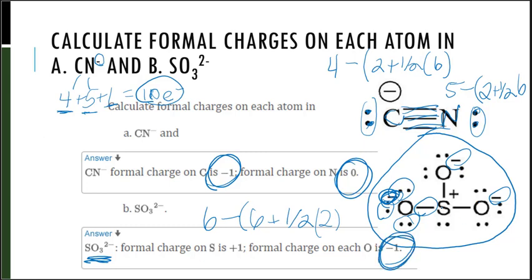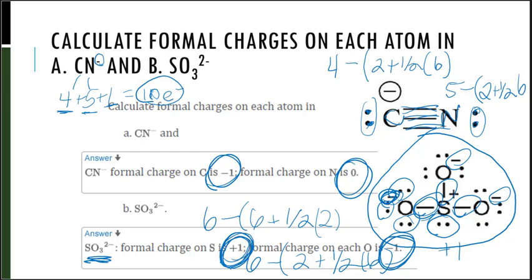Now let's look at sulfur. Sulfur has 6 valence electrons also, minus, this sulfur has 2 in lone pairs, plus half of 2, 4, 6 in bonds. Half of 6 is 3, plus 2 is 5. 6 minus 5 is a +1. And if I add up all my charges, a +1 and 3 -1s, I should have a -2 charge.